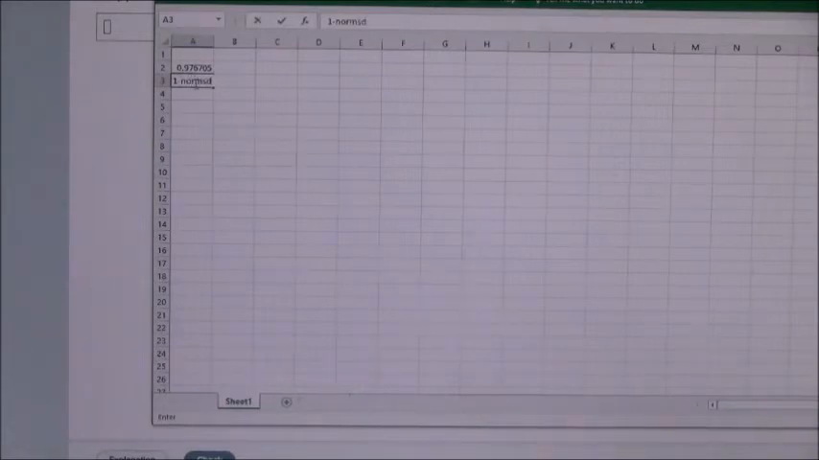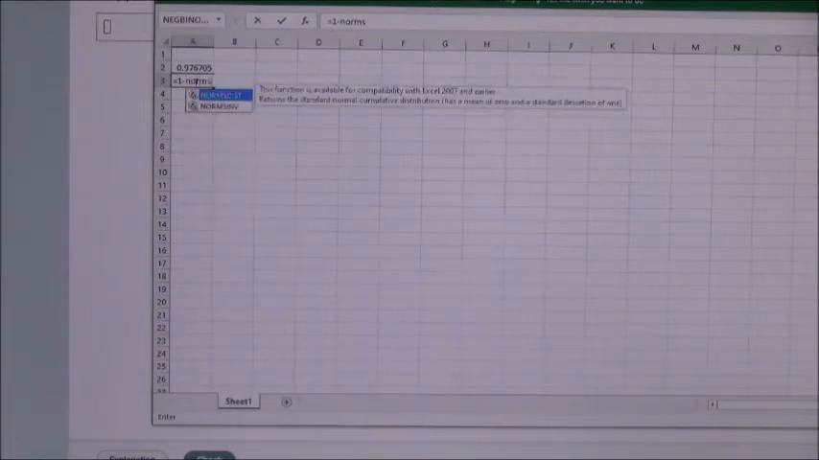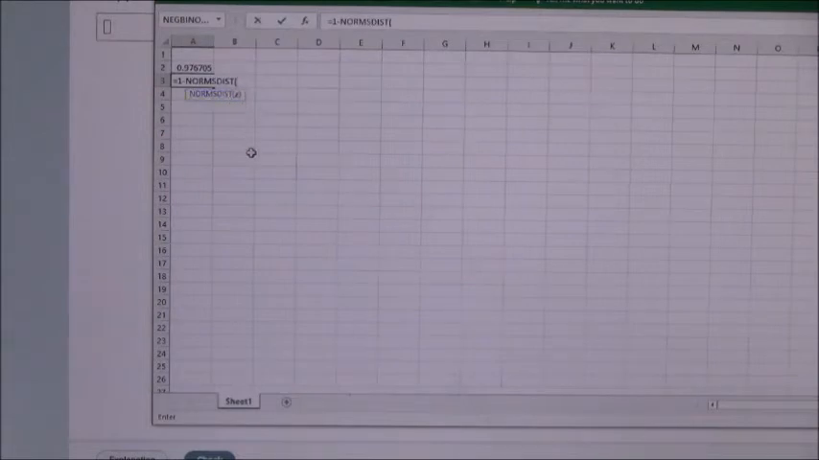So I'm going to do 1 minus NORMSDIST. Oops, I forgot my equal. Got to put the equal in front of every formula. Equal 1 minus NORMSDIST. Double click on that. And then I would put in my negative 2.04. Close my parenthesis. So you can see that I have equal 1 minus because I'm going to do the area to the right. And when I enter that in there, 0.9793 is what I get.